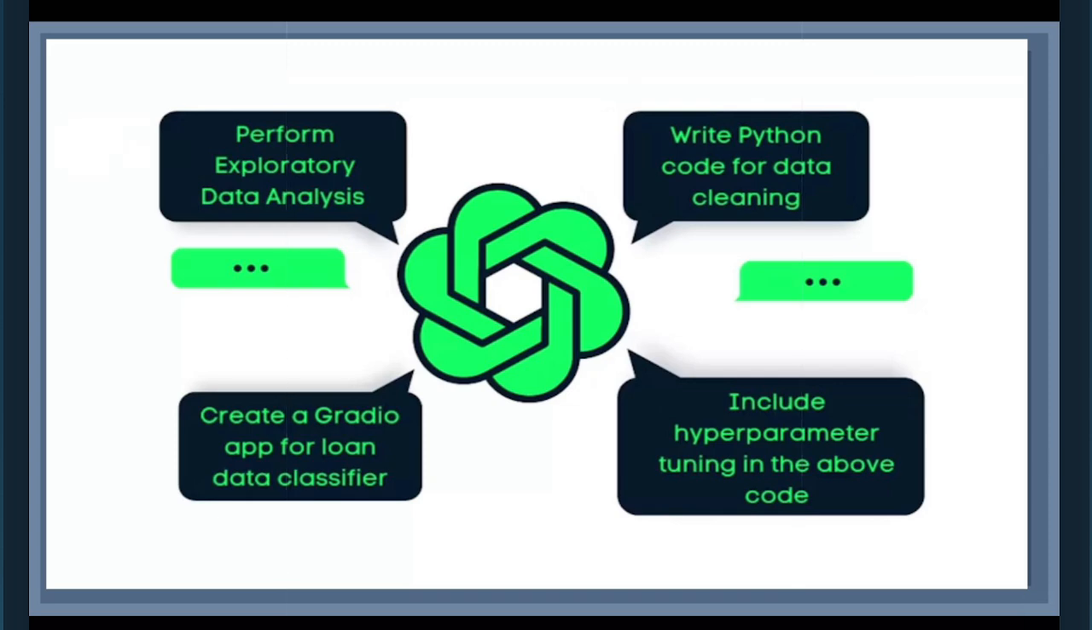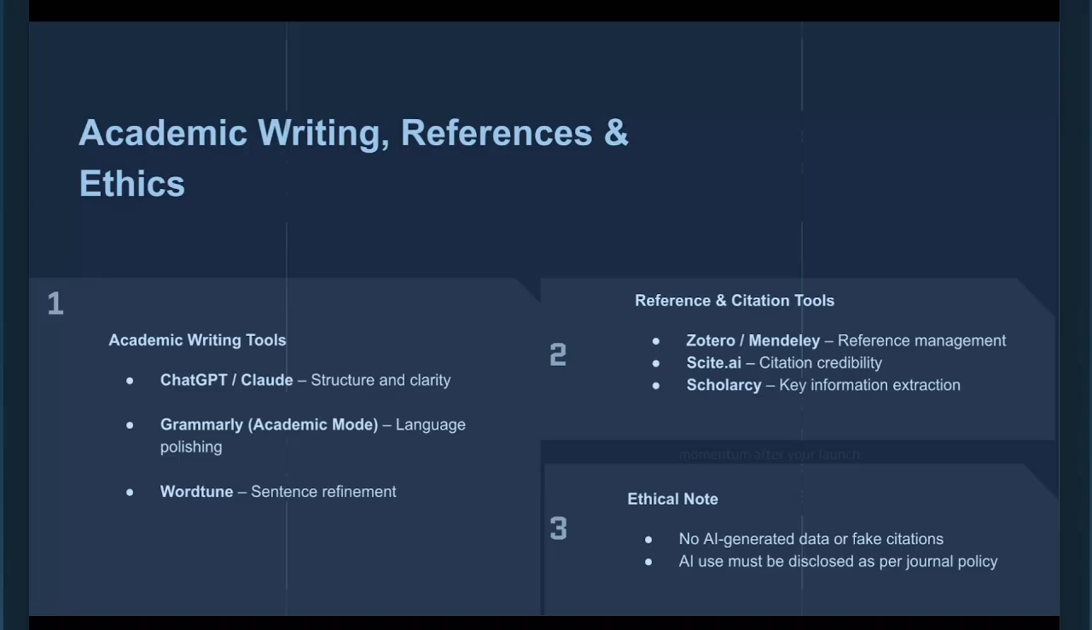I have indicated in this particular program that you can use software again for creating different kinds of information for you. Okay. Now, academic writing, references, and ethics. In this particular section, the most important part is that ethics and writing should go simultaneously. All right. The first thing is academic writing can be done by using certain software.